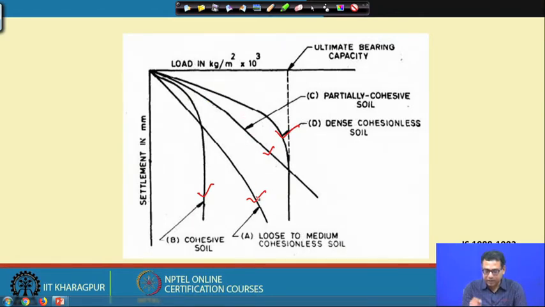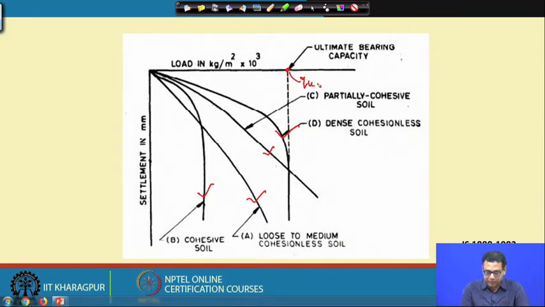Then to get the ultimate load, as I have discussed in the previous class also, you have to use either the double tangent method or the single tangent method. Here this load settlement curve is almost parallel to the settlement axis. So, we draw the tangent to the last straight portion of the curve, and this will give us the Q ultimate.